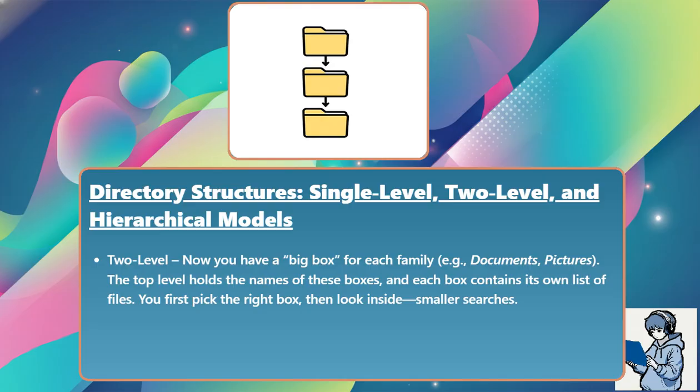Two-level: now you have a big box for each family, for example documents and pictures. The top level holds the names of these boxes, and each box contains its own list of files. You first pick the right box, then look inside, so searches are smaller.